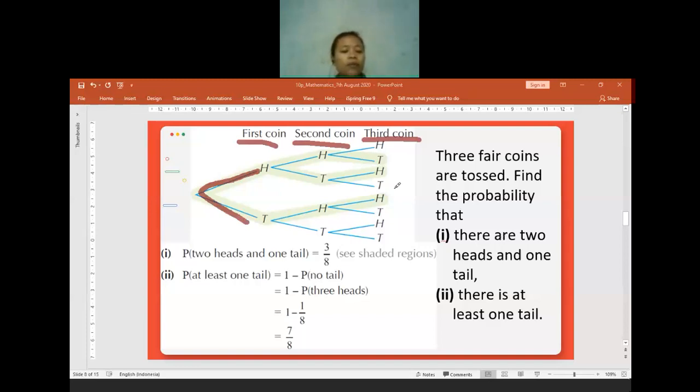This is for the very first one, the 3 of them are head, so it is no. This is head, head, tail. So yes, this is 2 heads and 1 tail. This is head, tail, head.